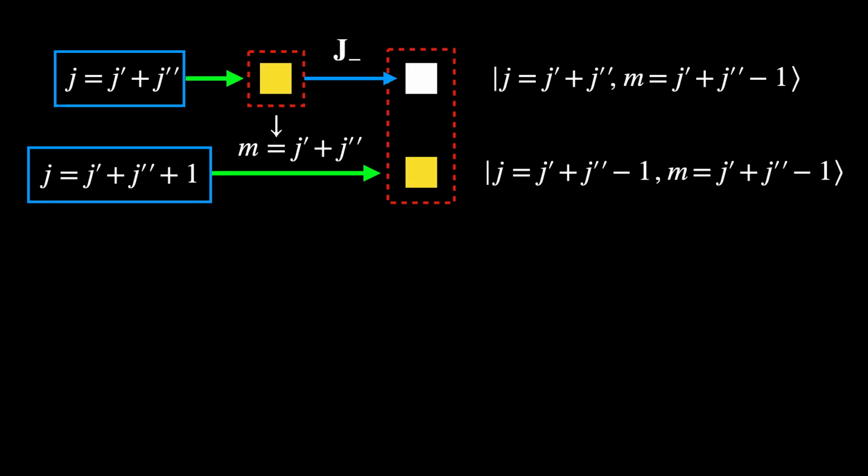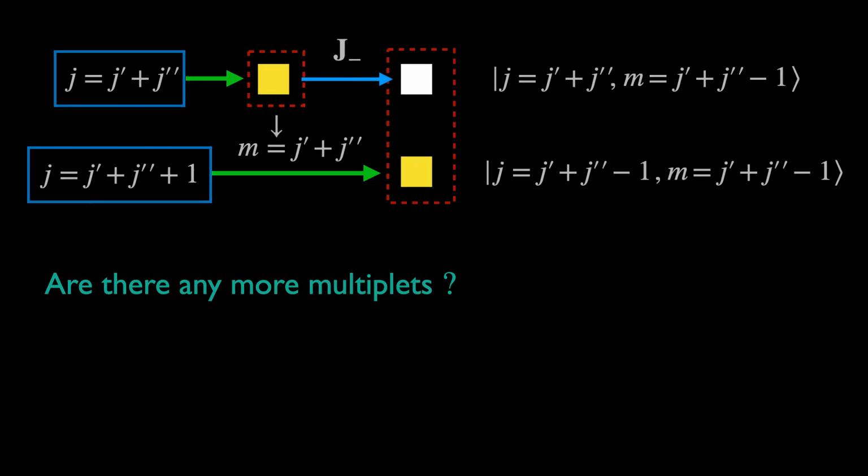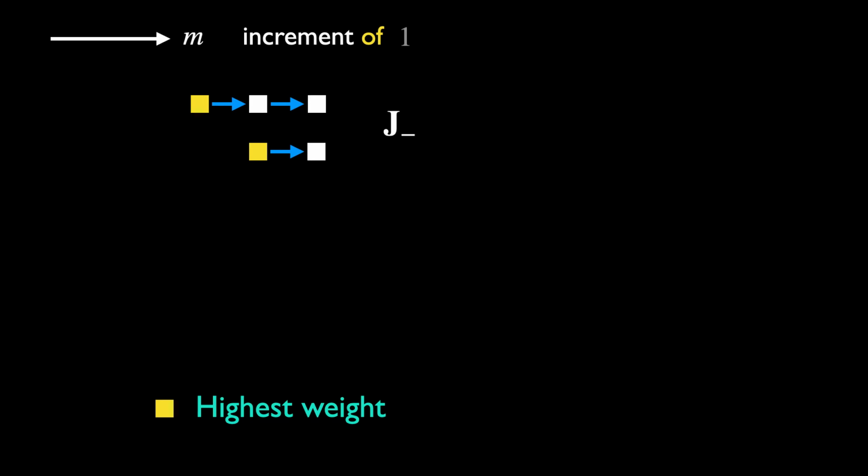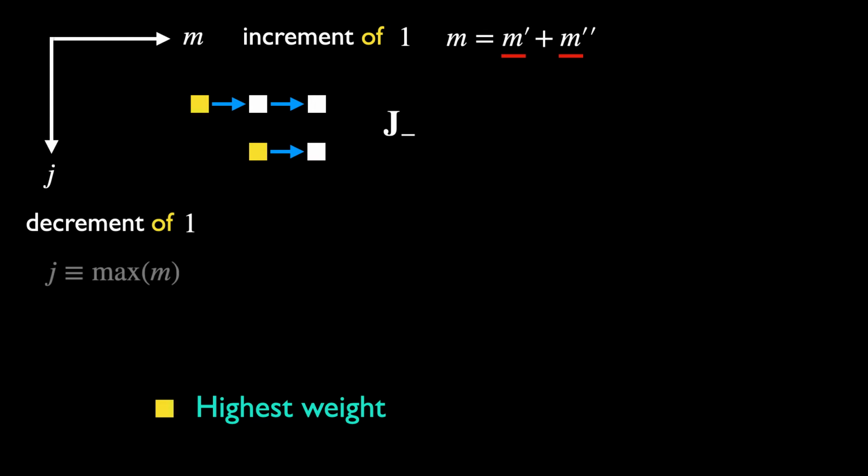Now that we know there are at least two multiplets for the total angular momentum, an obvious question to ask is, are there any more? Let's generate the rest of these two multiplets by applying the lowering operator. M changes by increments of 1 to the left, since it is the sum of m prime and m double prime, both of which are spaced in units of 1. While j decreases in units of 1 downwards, as it is just the maximum m in each multiplet.